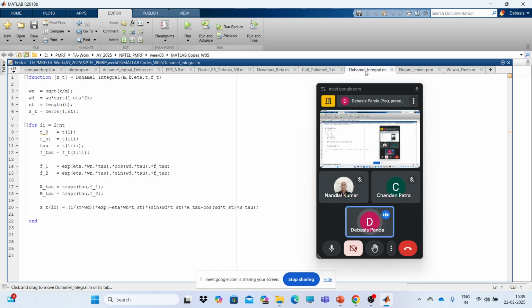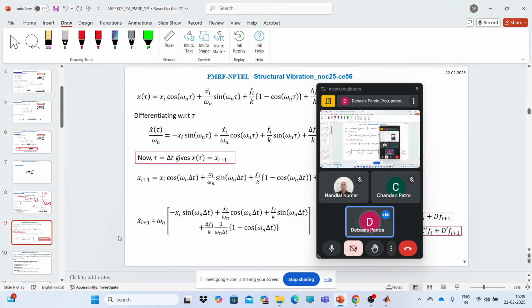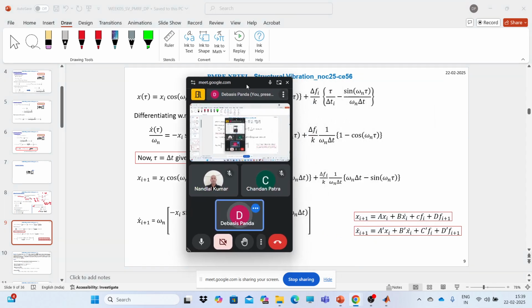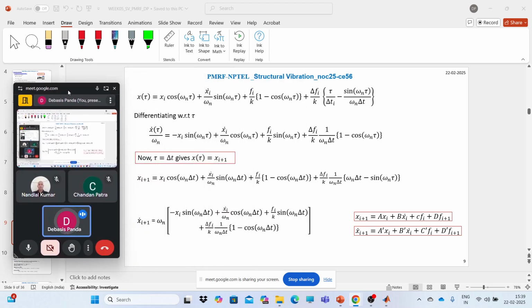If we know the impulse response function multiplied by your forcing function, at that point you will get the response. These things are written over there, and here is the Duhamel integral function file. So now we will move to the next topic, whatever we have for numerical integration beyond this Nigam-Jennings method. I hope that the Nigam-Jennings method is pretty straightforward and clear. You just go through the video lecture and try to solve different problems.